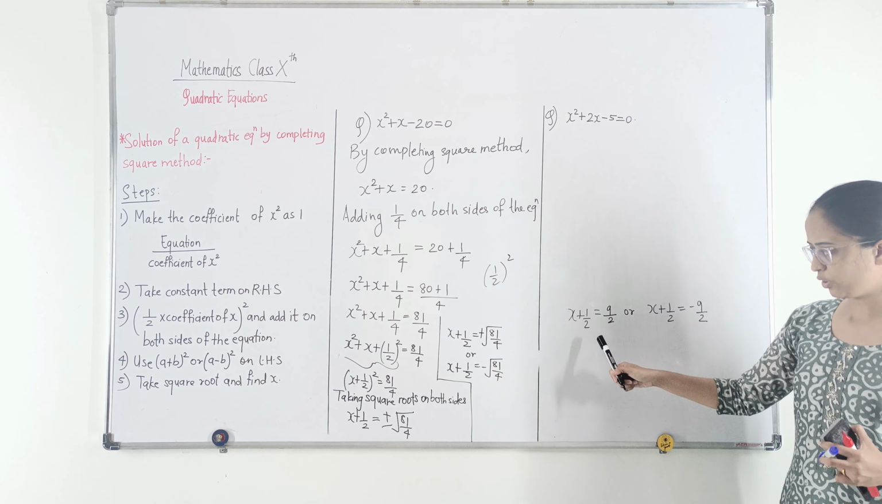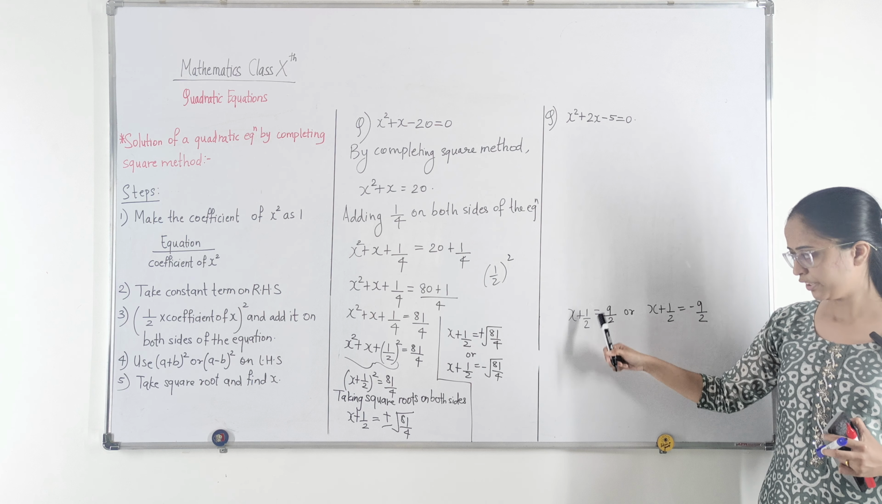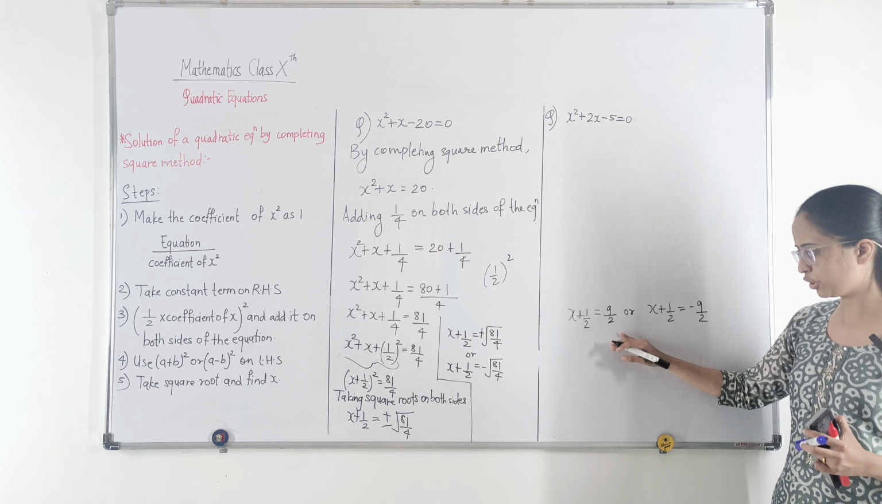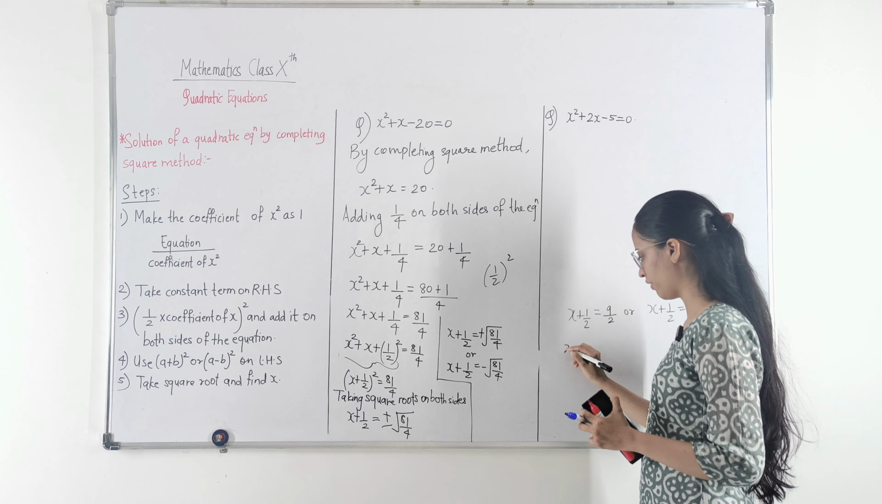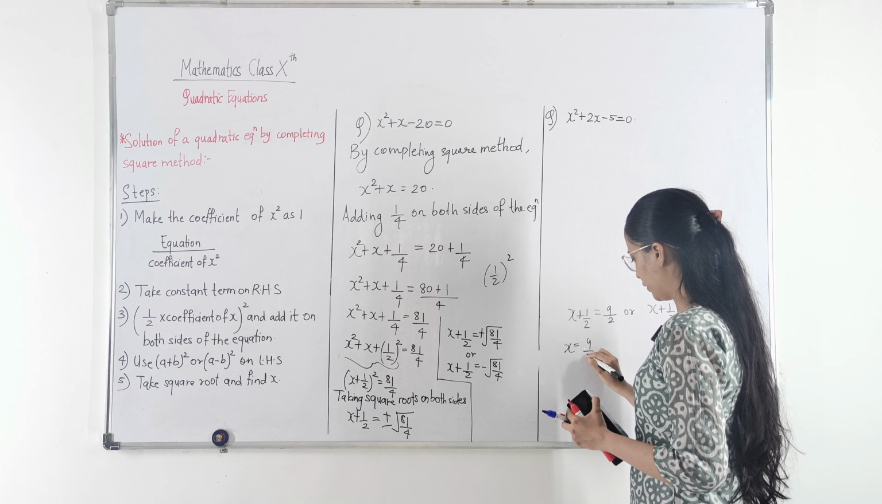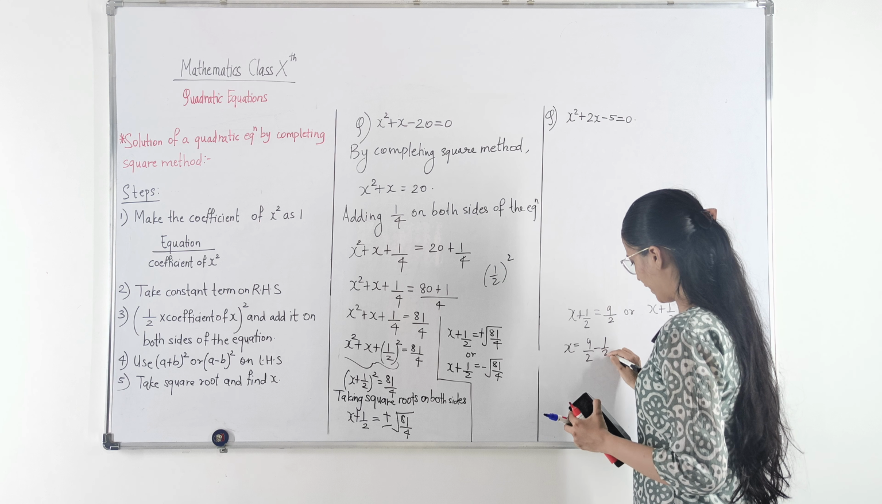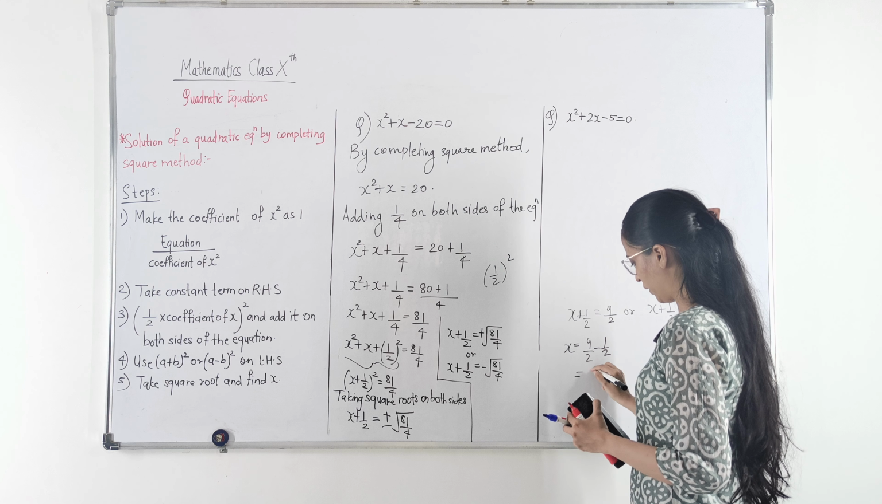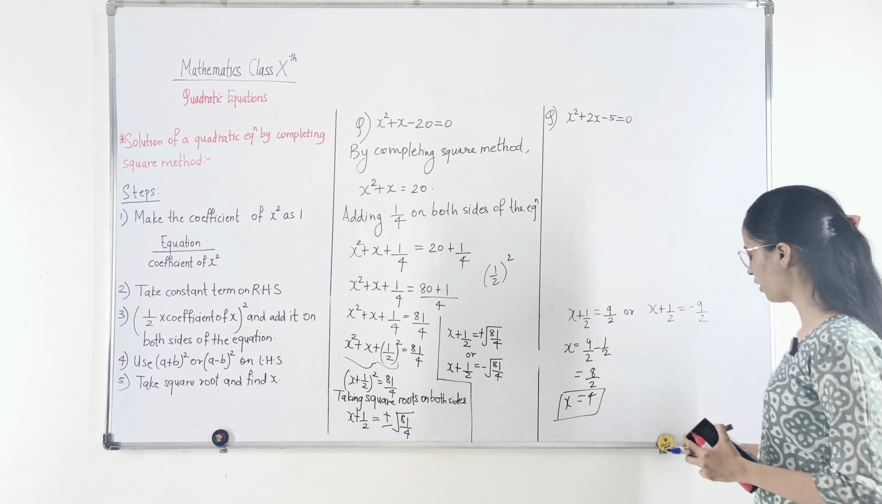Now this is very easy because your equation is now converted into a linear equation. You just have to shift 1 by 2 on the other side, isolate the value of x. So 9 by 2 minus 1 by 2, which is 9 minus 1 is 8 by 2, which is 4. So the first solution is x equals to 4.